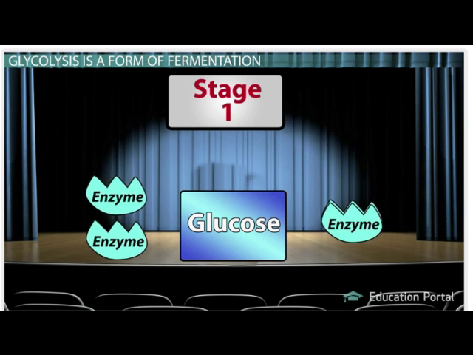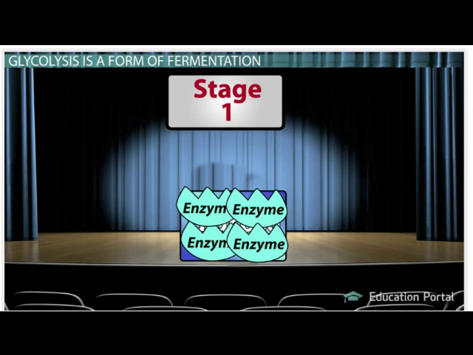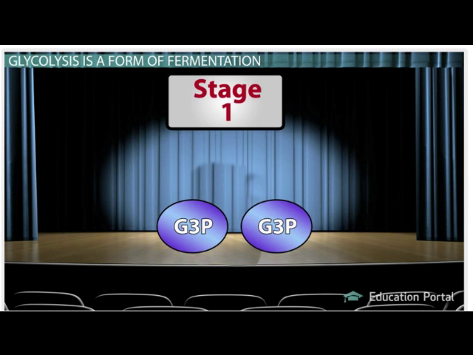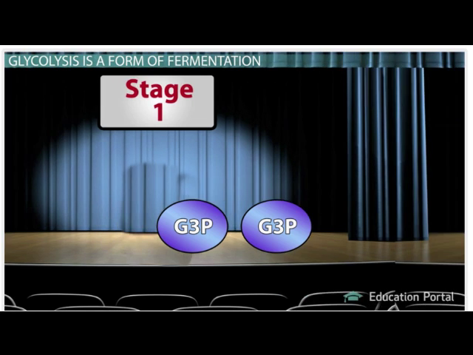In this stage, 4 enzymes are used to prepare glucose for the rest of the pathway. Glucose is split into 2 molecules of glyceraldehyde 3-phosphate. In the prep stage, there are no redox transformations yet, and no energy has been released or captured. In fact, energy is put in at this stage to transform the glucose.